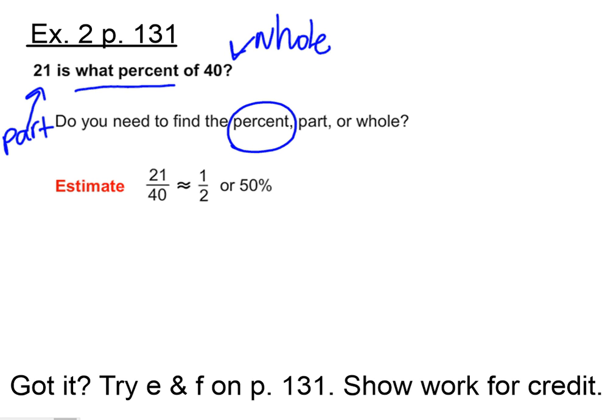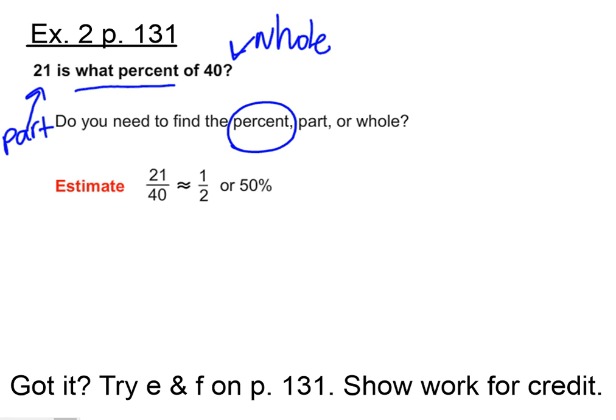So before we begin, let's estimate. 21 out of 40, this is our part to whole relationship. That is about 1/2 or 50%. So 21 is about 50% of 40. Now let's be more precise by writing an equation.